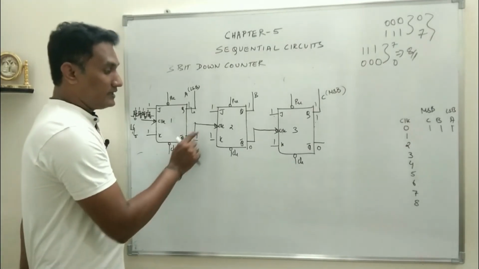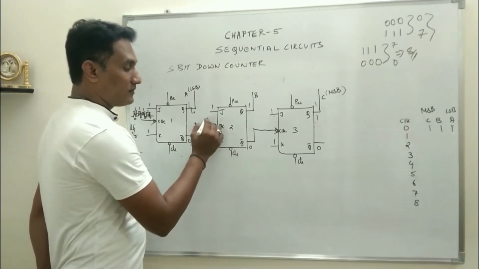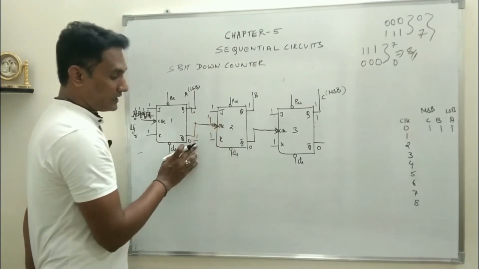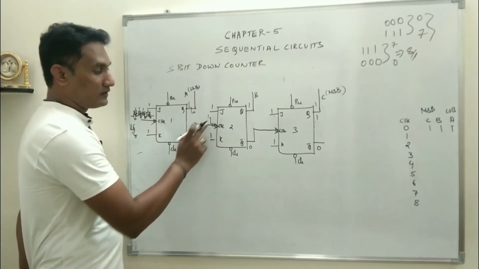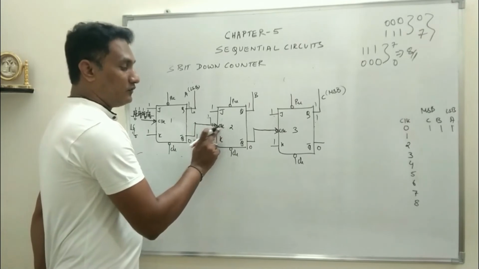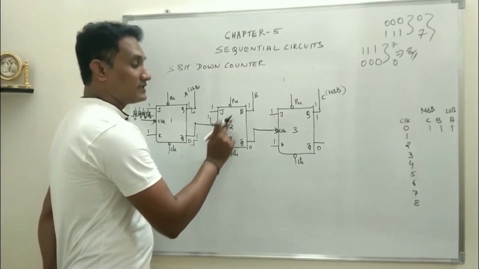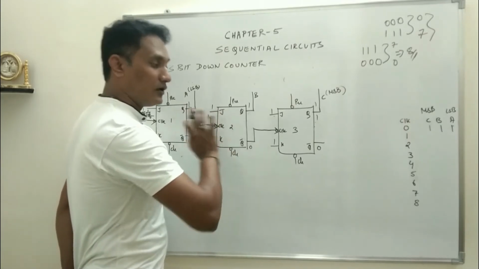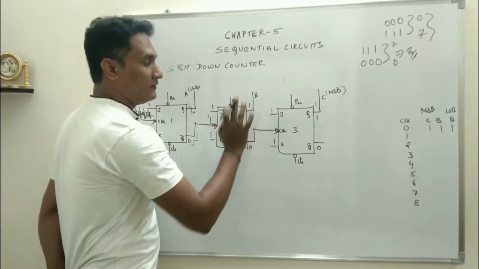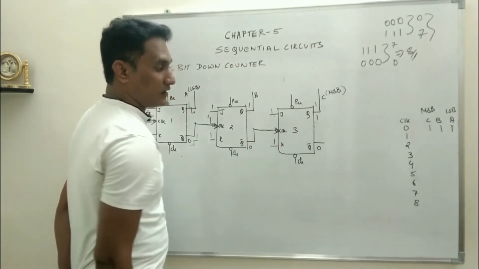Now Q bar is the clock input for the second, and the clock is triggered when it goes from 1 to 0. What happens to Q bar? Q bar goes from 0 to 1. Are they the same? No. That means flip-flop 2 will not get the clock pulse. If flip-flop 2 is not getting the clock pulse, will it toggle? No. There will be no change. B will remain 1. And if flip-flop 2 is not changing, flip-flop 3 will remain as it is.